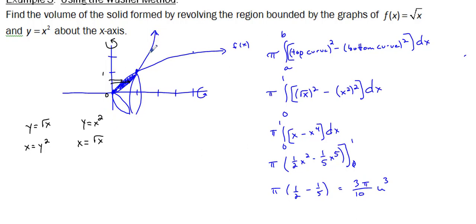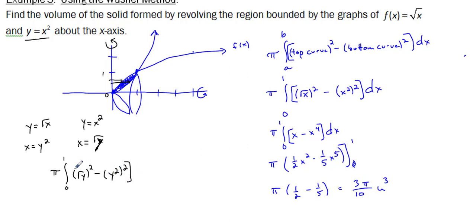Okay, which one is the top curve this time? It's this one, right? Which was y equals x squared, which turned into x equals square root y. That should be y, shouldn't it? x equals square root y. So that'd be our top curve. So pi, antiderivative, 0 to 1, top curve, which is that distance, x equals square root y, so square root y, quantity squared, minus bottom curve, which came from f of x, which is y squared.